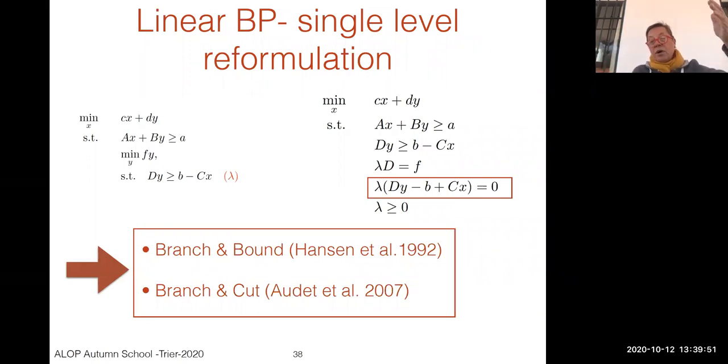You see, you have an upper and lower bound, and you can derive a branch and bound algorithm with those ingredients. So this is one possible approach.